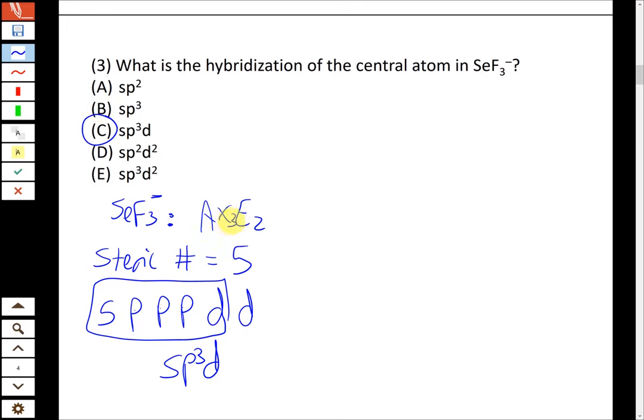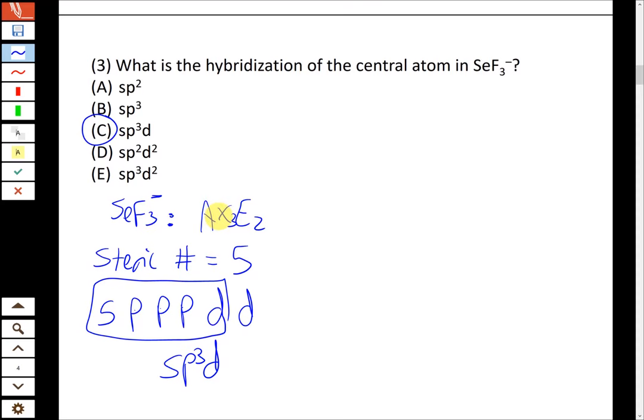When you write it out in AXE notation, it's the sum of the subscripts, so 3 plus 2. It's another way of saying total number of electron groups. E stands for lone pairs. In the AXE notation, E is the number of lone pairs on the central atom specifically. All right, so that's the steric number of 5.